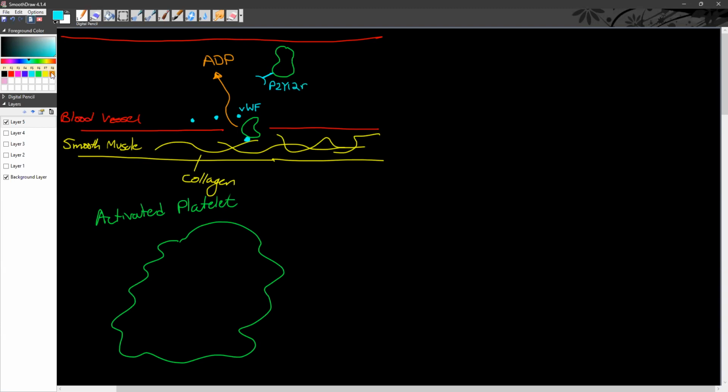So ADP is going to sneak in, and the ultimate result of this is it's going to activate this platelet to also be ready to form the clot. Is this making sense so far? Okay. All right. Sweet.